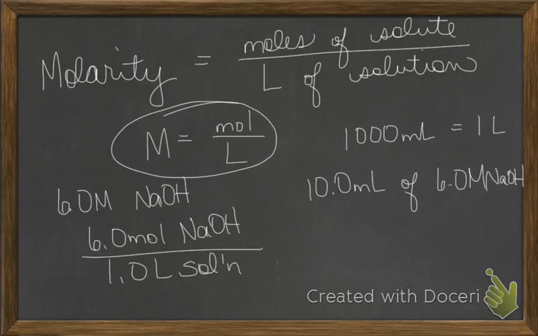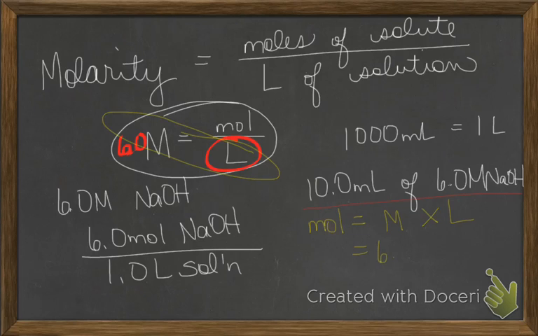Well, if we go back to this formula, what do we know in that formula? Well, we know that M is 6, and we know that the volume is 10 milliliters, and so we can solve for moles. So if molarity is equal to moles per liter, and we know the molarity and we know the volume in liters, how many moles would that be? Well, moles would be equal to the molarity times the volume in liters, wouldn't it? That's rearranging this formula to isolate moles.